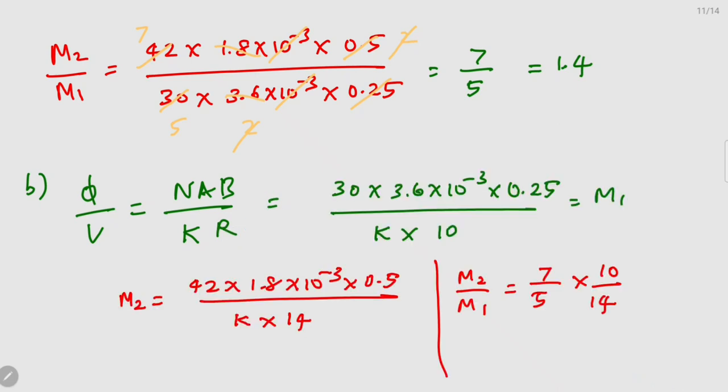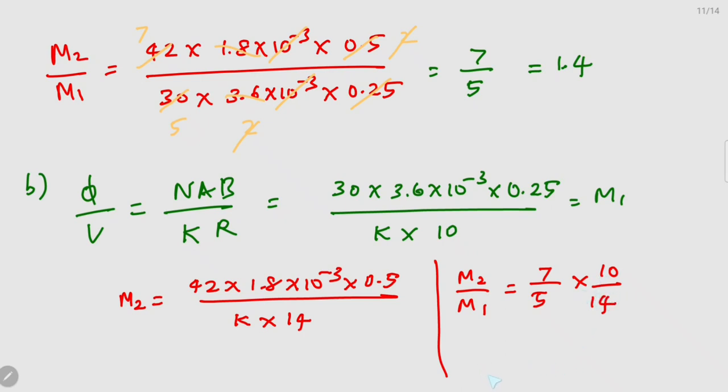See, I wrote the values for voltage sensitivity. Again, the same values are in the numerator, there is no change, and the same values in the denominator. Along with K, you just have to multiply the resistance value, 10. For M1 I have written, and similarly for M2 also. Now I have to go for M2 by M1. The numerator value I already found, 7 by 5, which I am directly putting. It is there in the denominator, so I wrote the reciprocal, so 10 by 14.